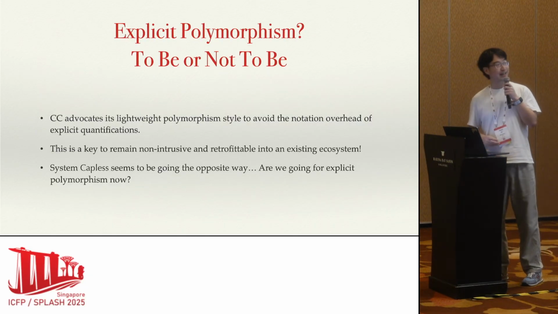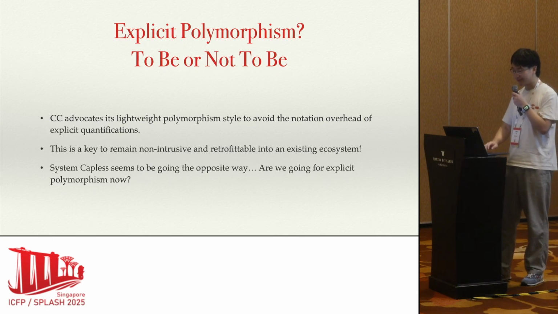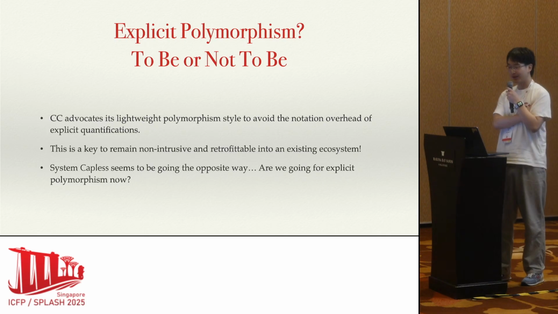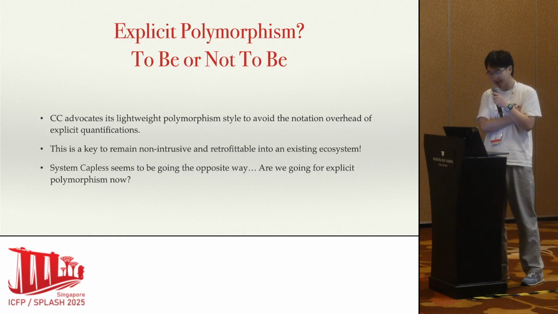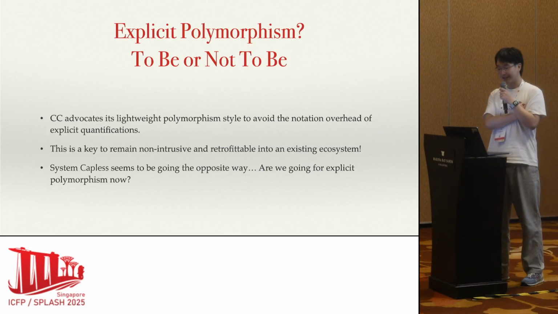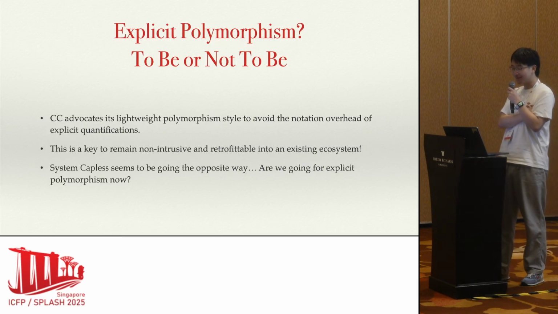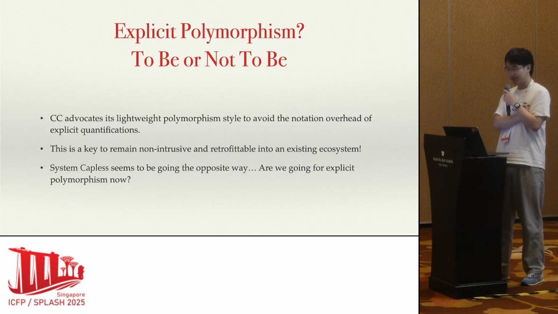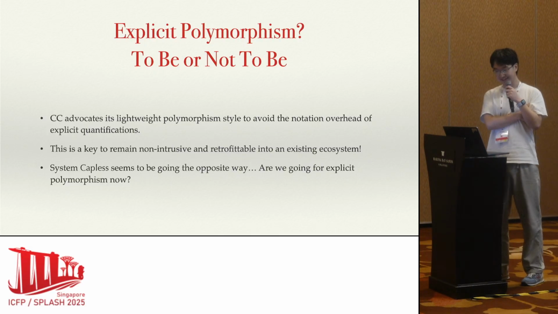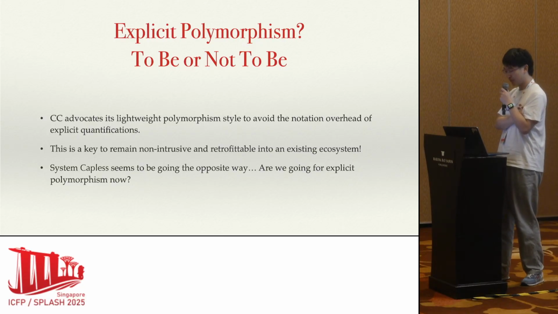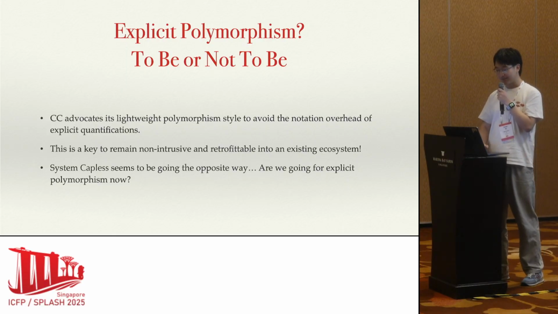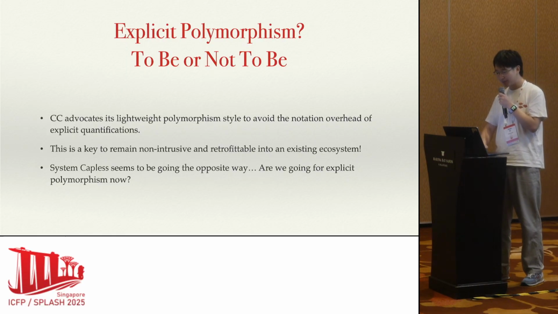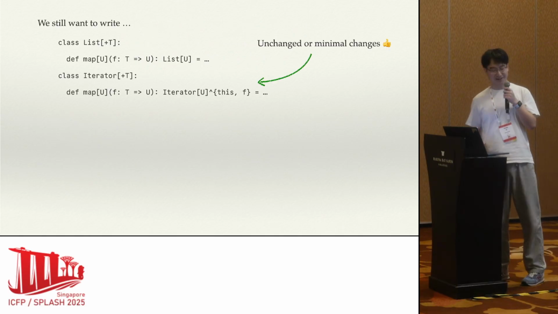But this is actually going the opposite way of the existing CC system. Recall our ambitious goal to integrate effect and resource checking into Scala. So our system must be quite non-intrusive and flexible, and that's why CC was advocating for its lightweight polymorphism, to avoid the overhead of explicit polymorphism. But now, are we going exactly the opposite? The short answer is: not quite.